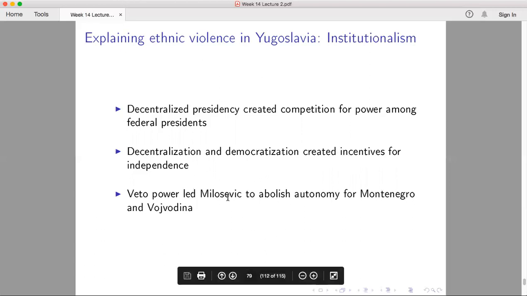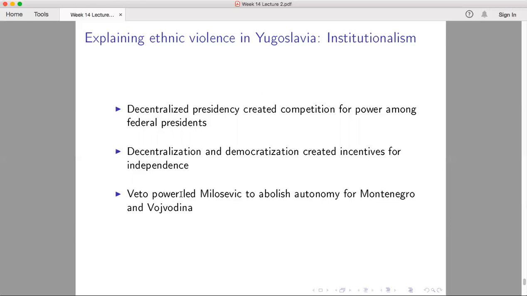And then finally, that veto power that I mentioned actually helped to spur more ethnic conflict, because once Milosevic became president of Yugoslavia, he was able to abolish the autonomy status for Montenegro and Vojvodina, effectively making them Serbian republics. Because there was a Serb population in Bosnia, that meant that 4 out of the 8 territories were dominated by Serbs, and Serbs had an effective veto power over legislation that might come in through the Yugoslavian system.